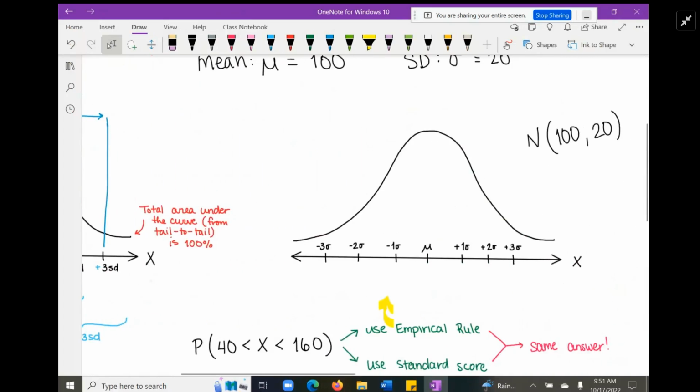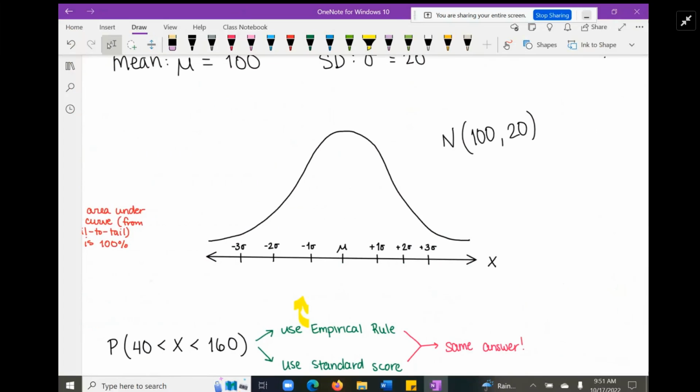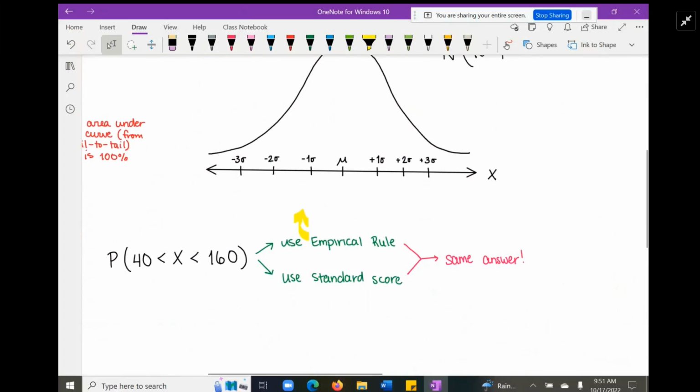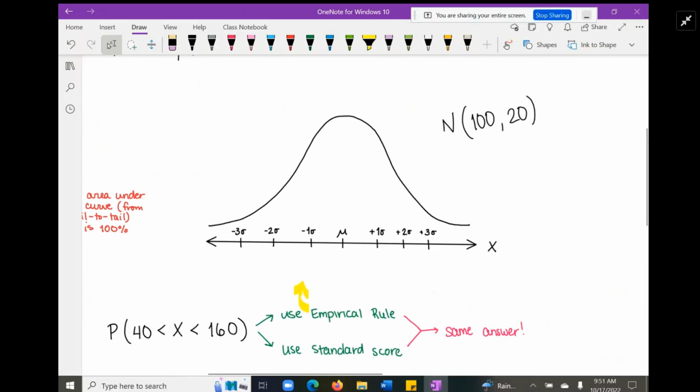So let's just use the empirical rule mostly to answer the question, but just know you can also use the standard score, and we'll see what that looks like as well. At this point, though, if you want to just run with the empirical rule to help answer it, then you can stop in this video when we finish that part.